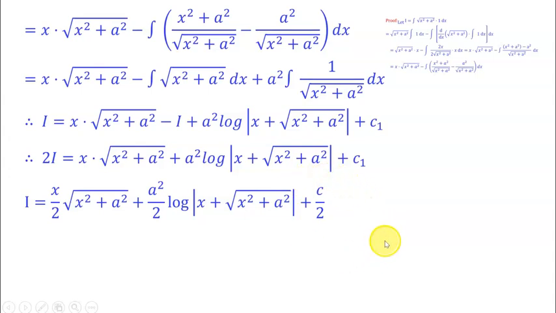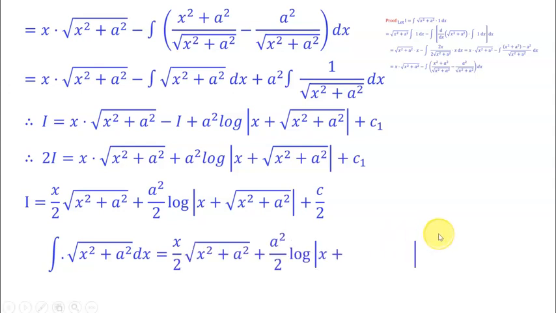Now replace c1 by 2 as c. And therefore this is the formula for the integral of root of x square plus a square dx, which is equal to x upon 2 root of x square plus a square plus a square upon 2 log of mod of x plus root of x square plus a square, plus c, where c is equal to c1 upon 2.